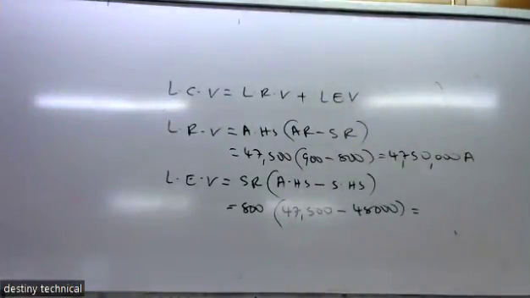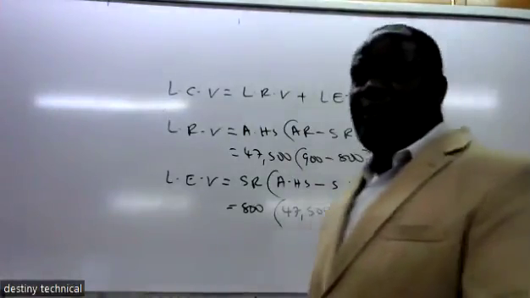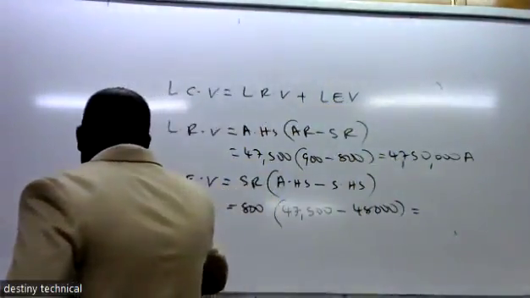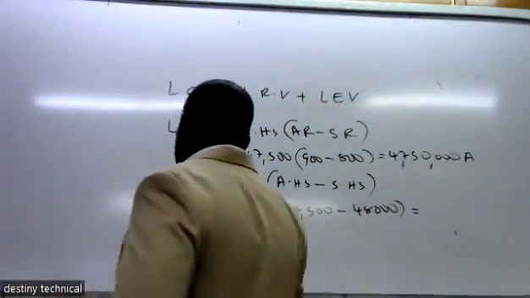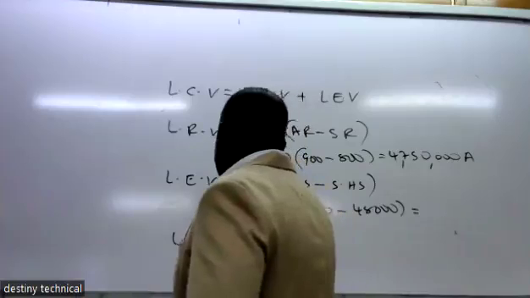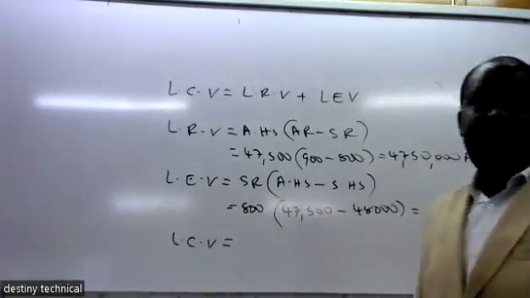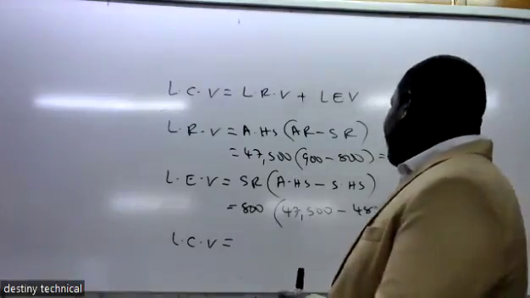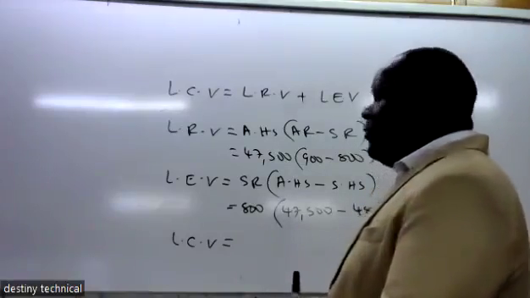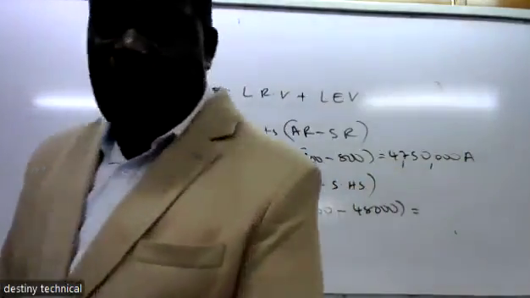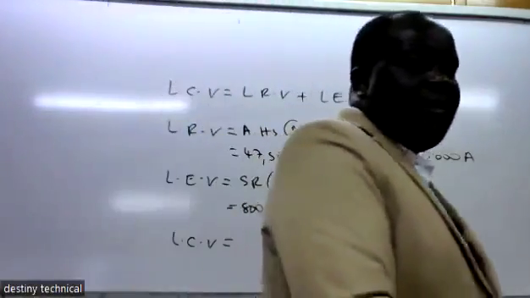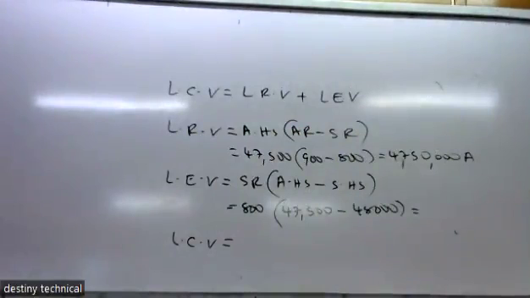You get 400,000. Now get the labor cost variance. Labor cost variance, you simply add the labor rate variance plus the labor efficiency variance. One is favorable, another one is adverse, so you net them. You get 4,350,000 adverse. So that is now what it would be.